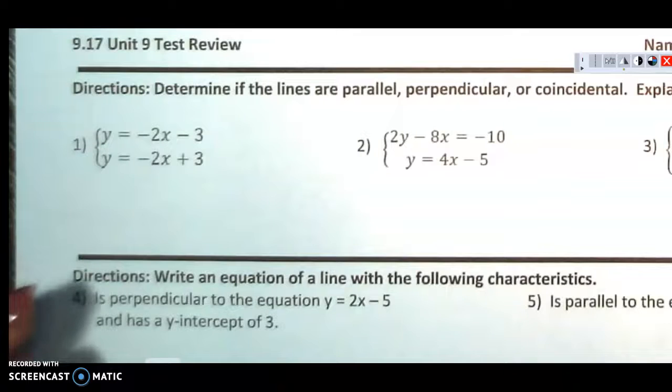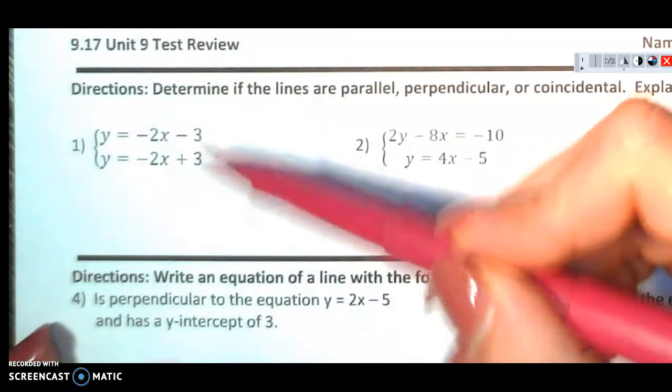Alright guys, the directions ask us to determine if the lines are parallel, perpendicular, or coincidental and explain why. Okay, so let's take a look at the first two sets of equations.